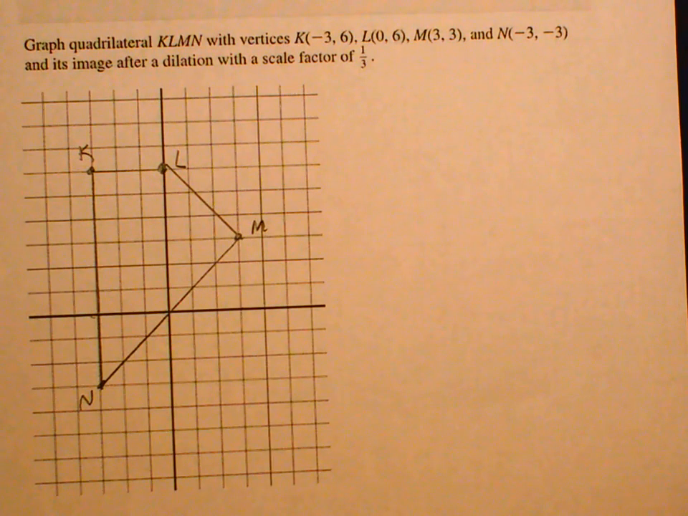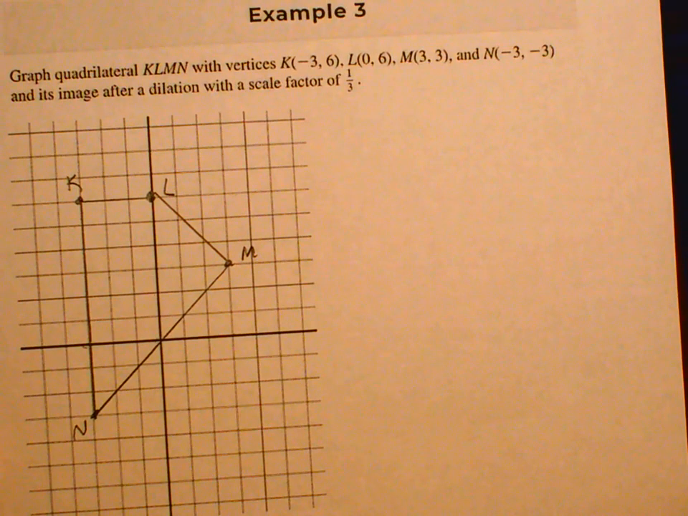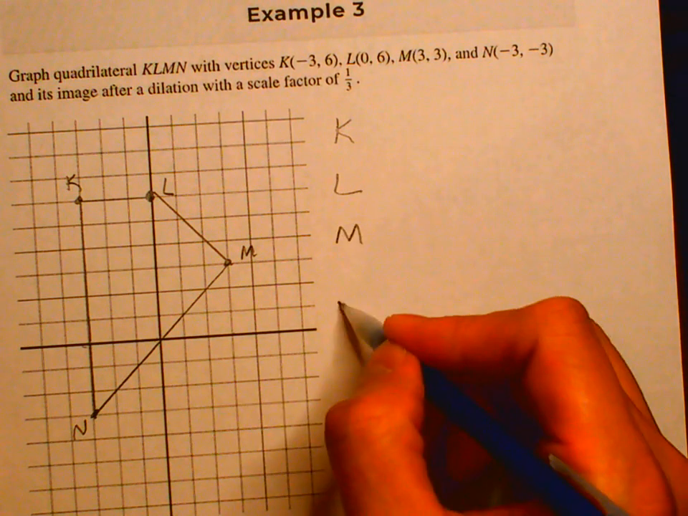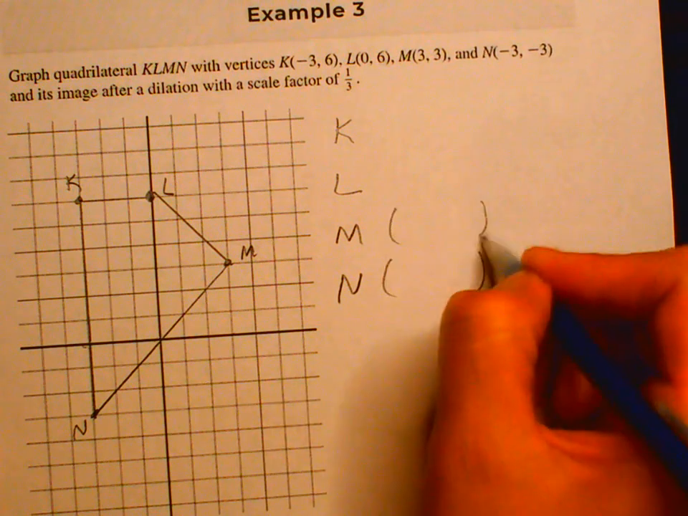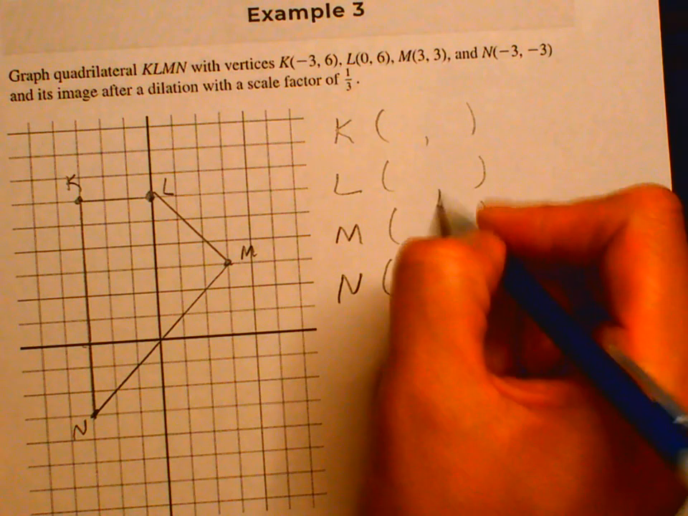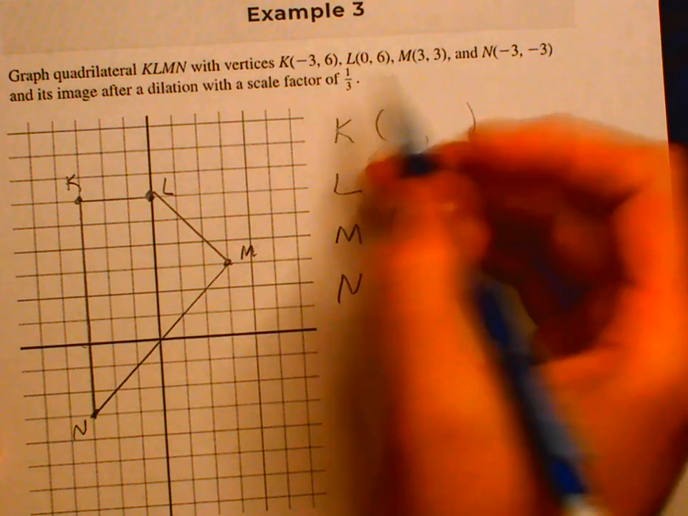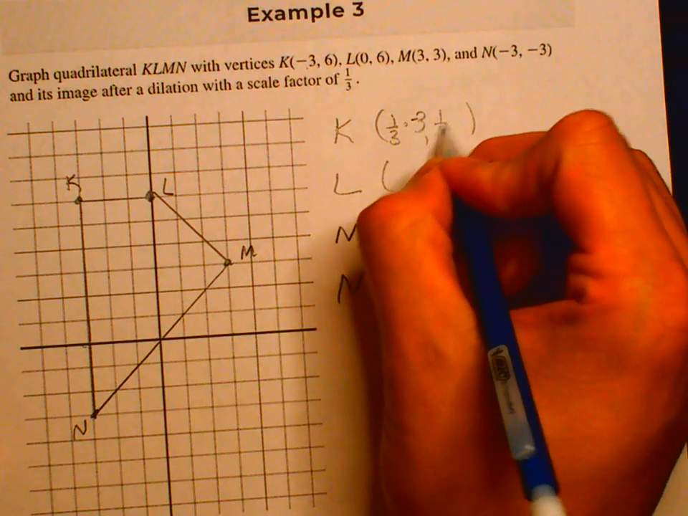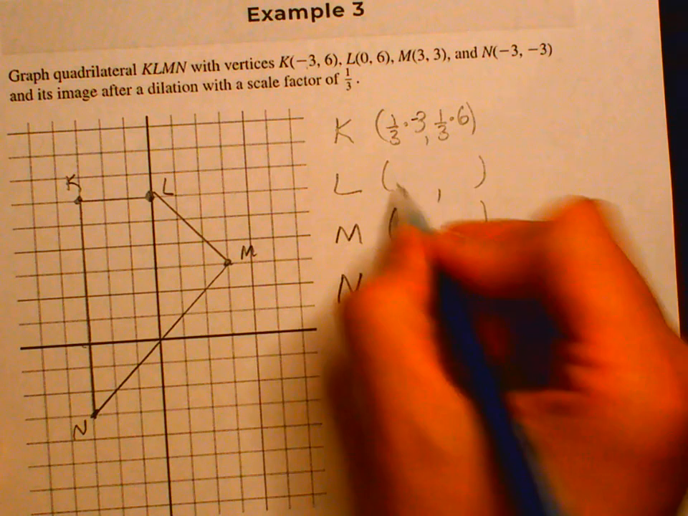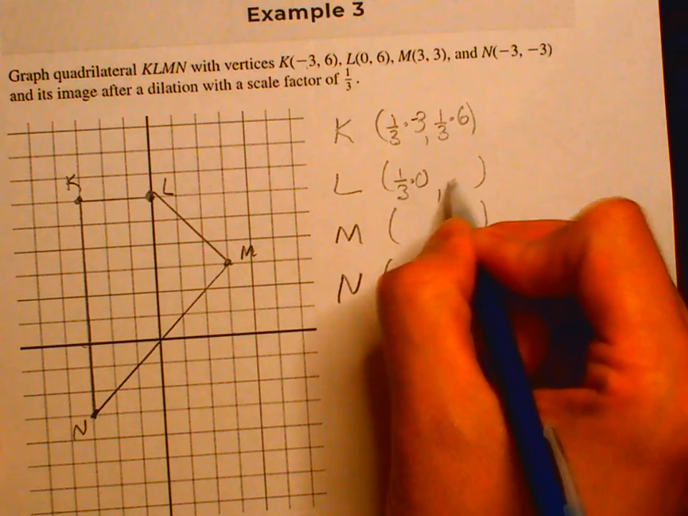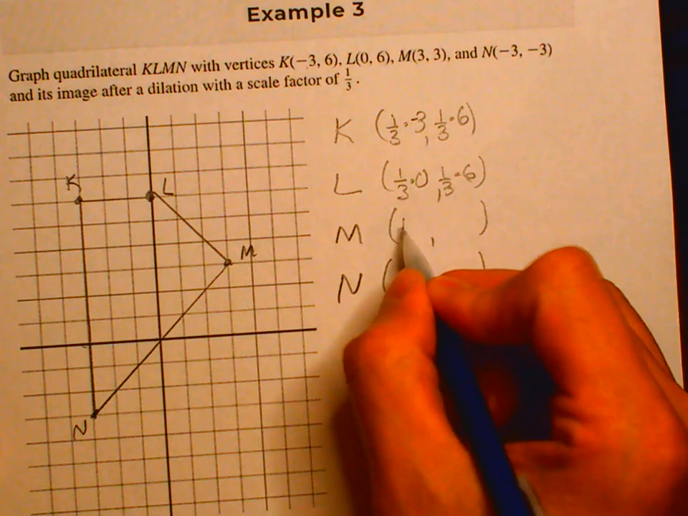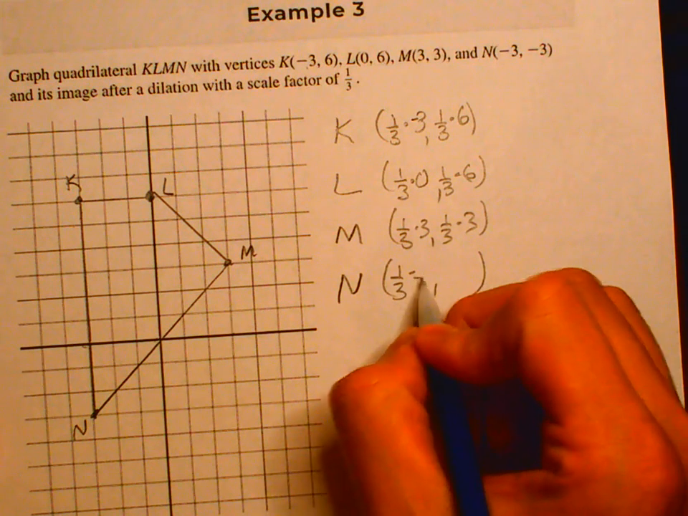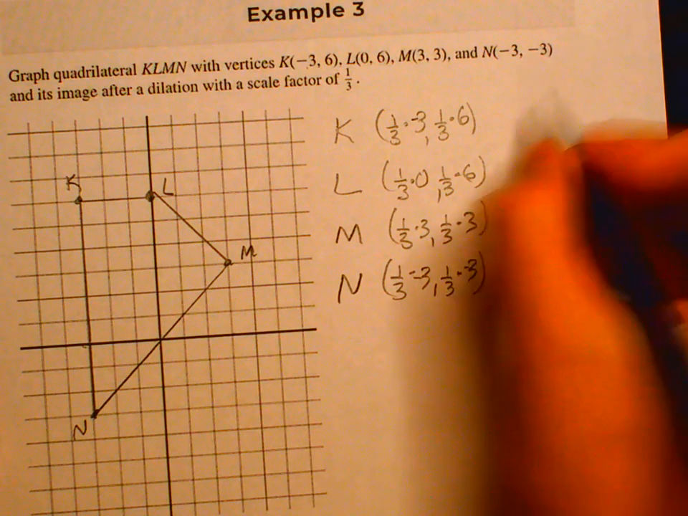Okay, so what we're going to do is a dilation of scale factor of 1/3. So we are going to multiply every single one of those coordinates by 1/3. Every single one of them. Okay, so the first one is -3. So we're going to have 1/3 times -3. Then 1/3 times 6. And I'll simplify them next. 0. And then 1/3 times 3. 1/3 times 3. 1/3 times -3. And then we simplify.